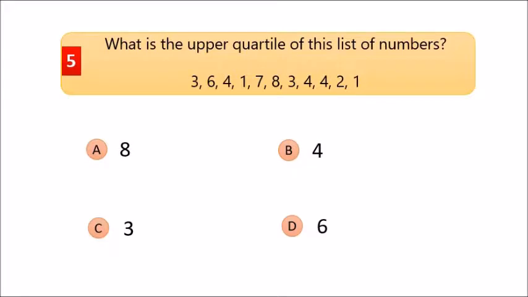Question 5. What is the upper quartile of this list of numbers? So to do this question really is quite tricky. The first thing you need to do when you find medians or quartiles is you need to put these numbers in order. So it would be 1, 1, 2, 3, 3, 4, 4, 4, 6, 7, 8. Now then we need to look at how many numbers there are.